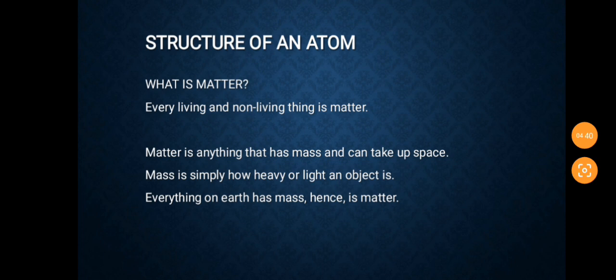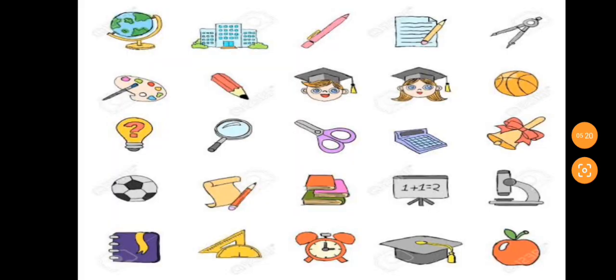Look at the screen. You see the images on the screen. These are examples of matter. There's a football, a light bulb, a pencil, a pen, a pair of dividers, and a basketball. There are even images of a boy and a girl. That's to tell you that both living and non-living things are called matter. They are all matter because their masses can be measured. They all possess mass, and they also take up space.